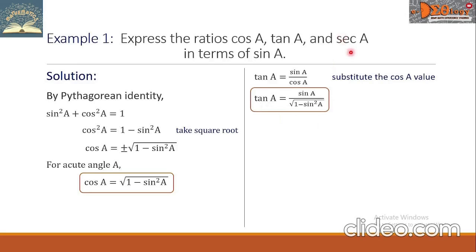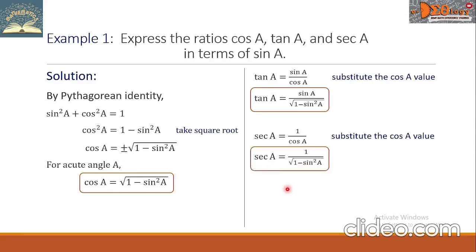Then let's have the secant A. We know that secant is the reciprocal of cosine. So we write secant A equals 1 over cosine A. And from here, let's substitute the cosine A value from this equation. So we have secant A equals 1 over the square root of 1 minus sine squared A. This is the secant A in terms of sine A.